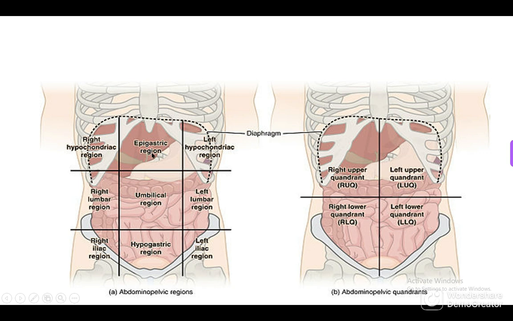Right hypochondrium, epigastric region, left hypochondrium, right lumbar region, umbilical region, left lumbar region, left iliac fossa, hypogastric region, also called pubic region, and right iliac region, also known as inguinal region. You know these terminologies, but I am just revising them for you. The diaphragm divides the abdominal cavity from the thoracic cavity.